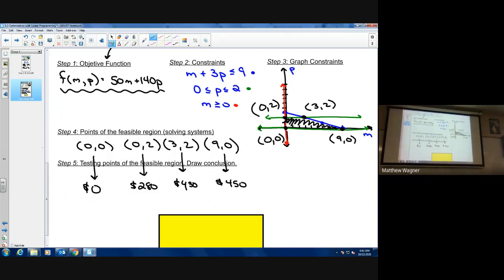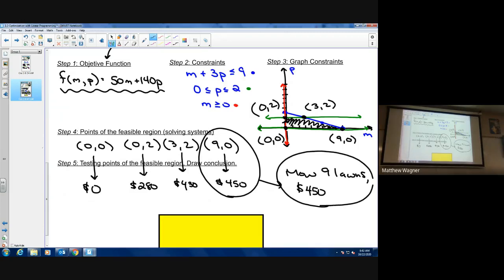So looking at this situation, if we're trying to maximize profits of the company, bam, right there, we need to mow 9 lawns and we're going to make $450. Heck yeah, I would take that for a day's work.